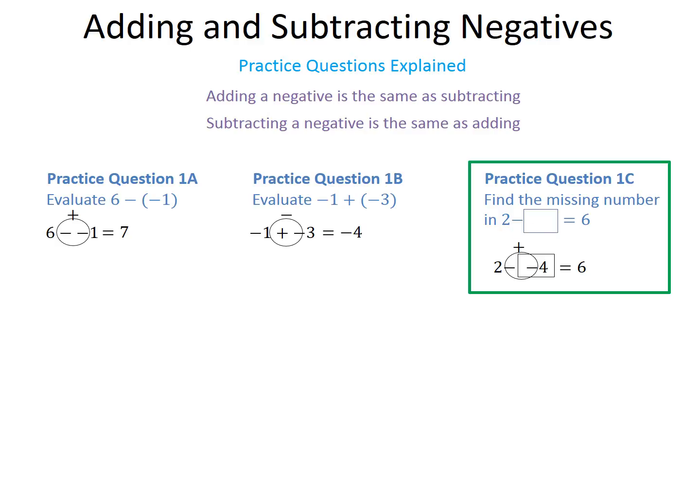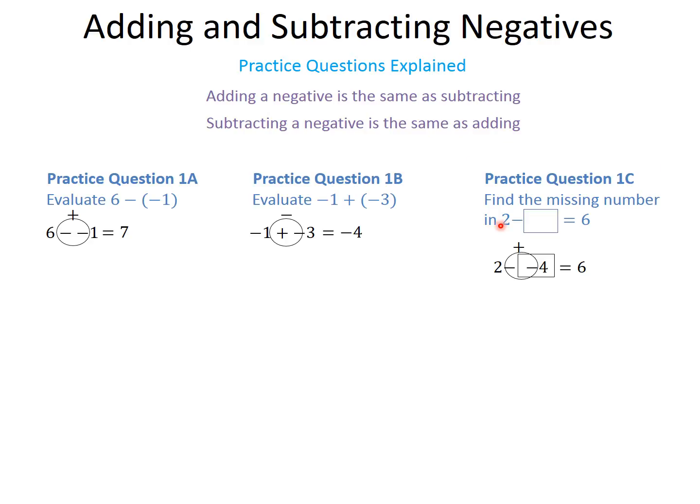Now if I go 2 take away something, then if I just use positive numbers, 2 take away 1 is 1, 2 take away 2 is 0, and I'm just moving further and further away from 6. So in order to get from 2 to 6, I actually have to end up adding. And since there's this minus here, I'm going to need a negative in here, because when I subtract a negative, it turns out to be doing adding, which is what I want.